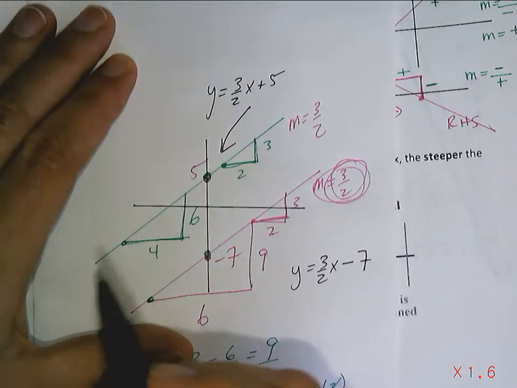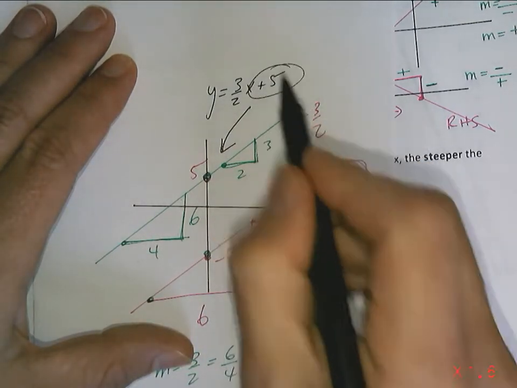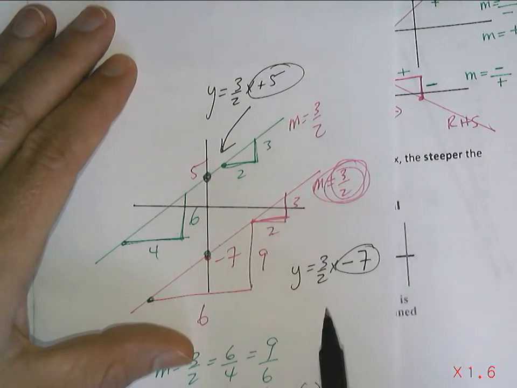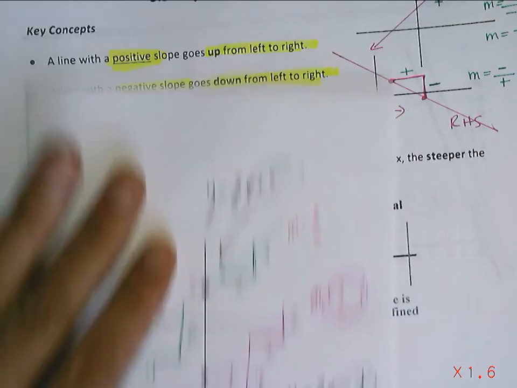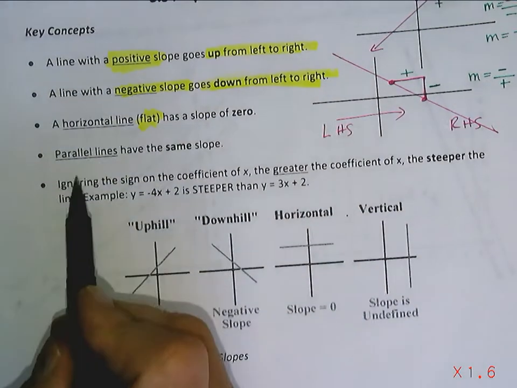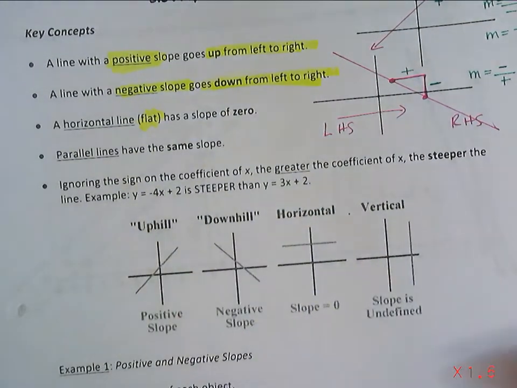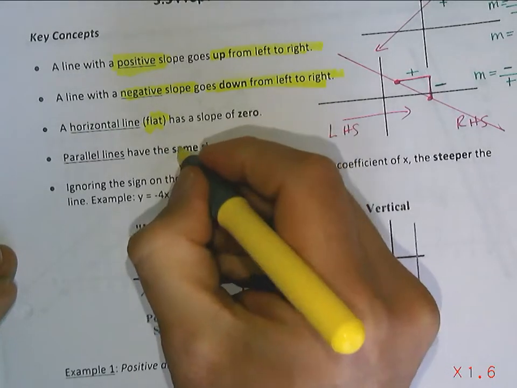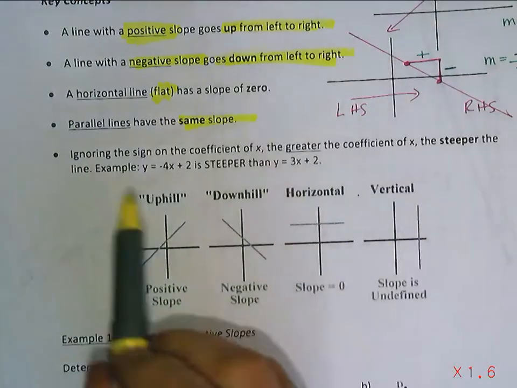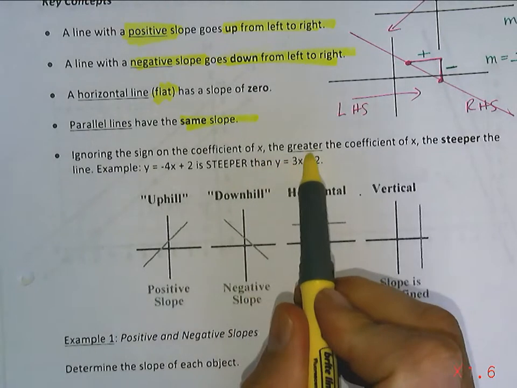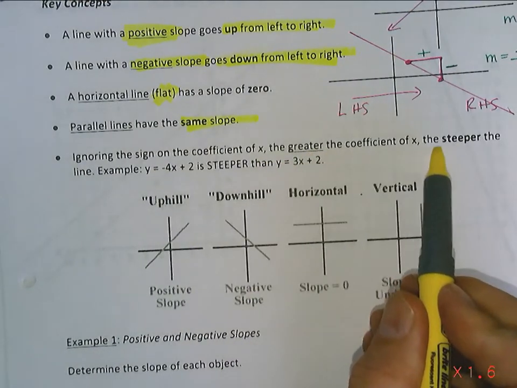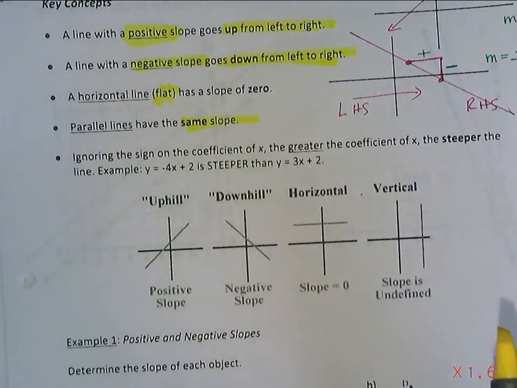Do you see the difference between them? This one plus 5, this one minus 7, but the slopes are the same. There you go. So parallel lines have the same slope. What else do we know? Ignoring the sign of the coefficient of x, the greater the coefficient of x, the steeper the line.